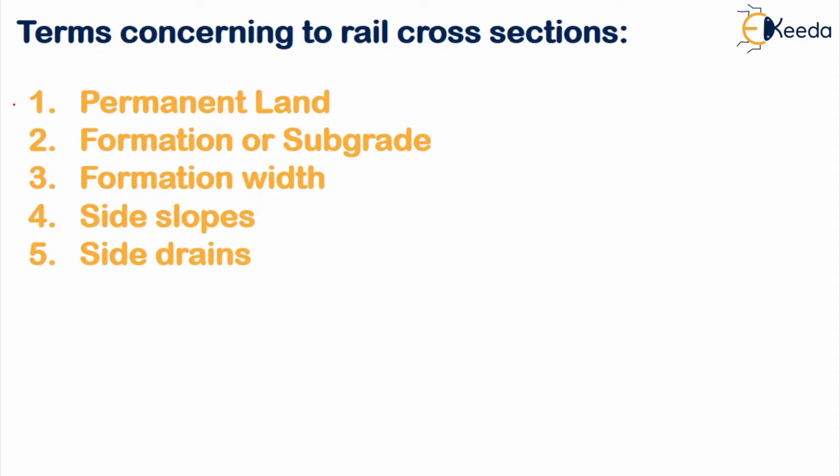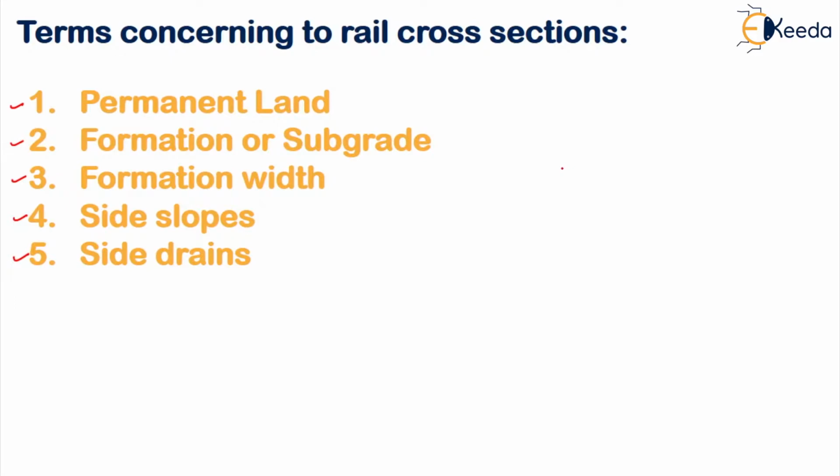The first one is your permanent land, the second one is your formation, or also it is called your subgrade, then is your formation width, then the side slope and the side drain. So individually we have to study about all these five things. Now before getting into the individual concept, I first want to show you the cross sections of single and double broad gauge railway track, both in embankment and in cutting.